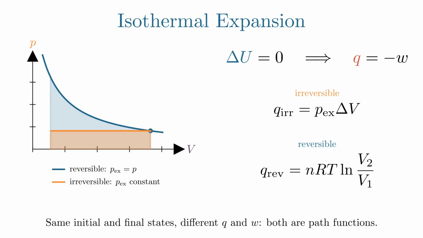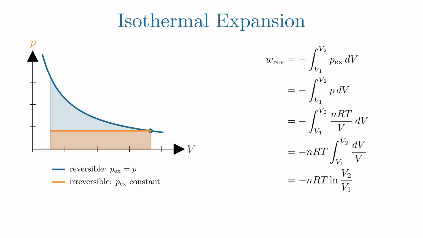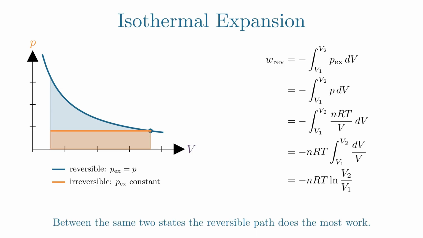Among expansion paths connecting the same states, the reversible path produces the maximum work. With our sign convention, W reversible is the most negative. For an isothermal ideal gas expansion, the heat absorbed by the gas equals the work it does on the surroundings, while its internal energy remains unchanged.